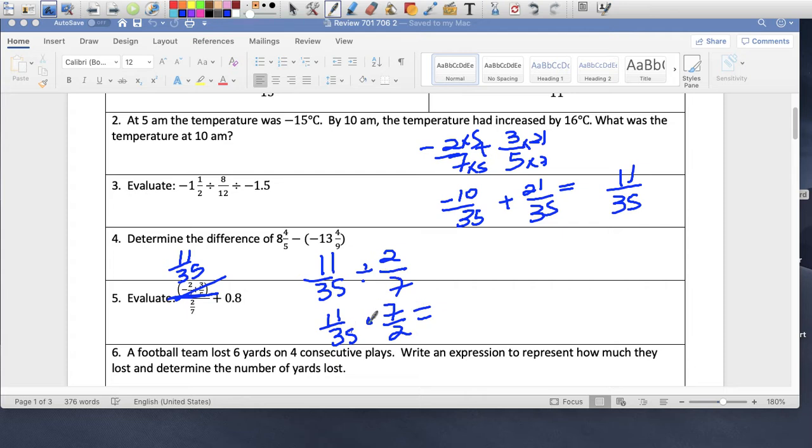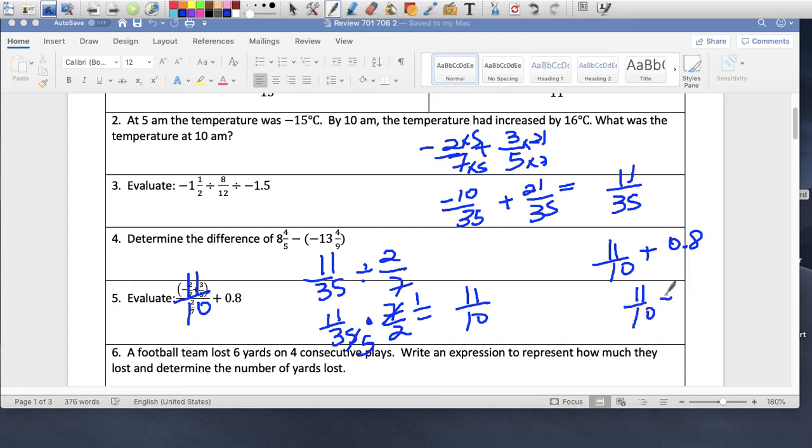I can simplify 7 and 35. 7 divided by 7 is 1. 35 divided by 7 is 5. 11 times 1 is 11, and at the bottom 5 times 2 is 10. So this whole thing is 11 over 10. So this whole thing, I'm going to write 11 over 10 like this on top. So now I have to do 11 over 10 plus 0.8.